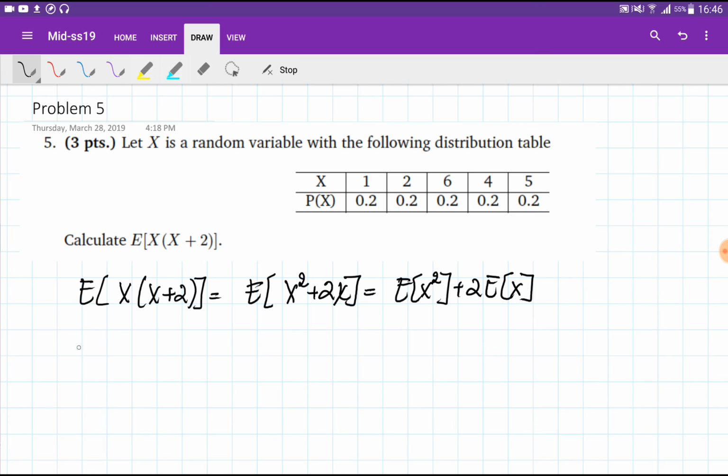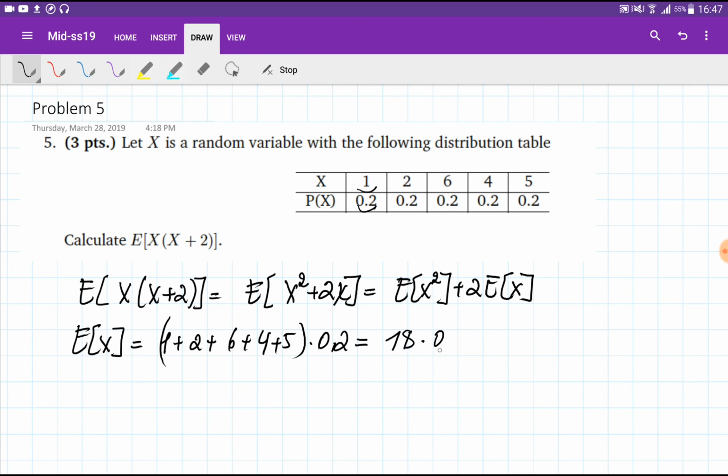So let's calculate the expected value of x first of all. This is every output of the random variable multiplied by its corresponding probability, and we need to sum them. So this is equal to 1 multiplied by 0.2, 2 multiplied by 0.2, 6 multiplied by 0.2, and so on. Or I can just write this as 1 plus 2 plus 6 plus 4 plus 5, multiplied by 0.2. If we sum this, we'll get 18 multiplied by 0.2, or 3.6.